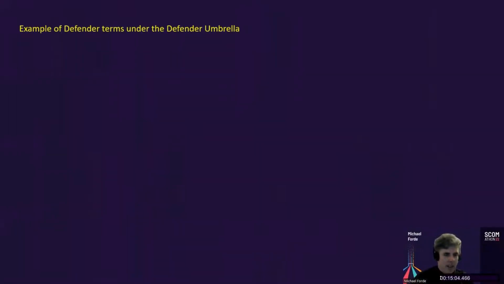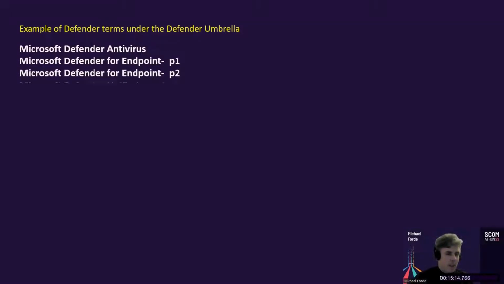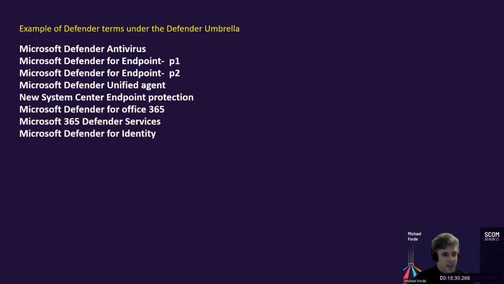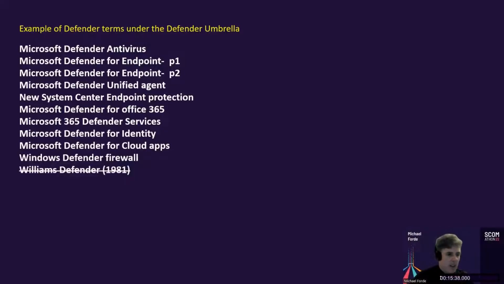If we look at everything that sits under the Defender umbrella, it is huge. Taking a deep breath, we've got Microsoft Defender Antivirus, Defender for Endpoint P1 and P2. We've got Defender Unified Agent, a new thing, and the new System Center Endpoint Protection, which sits under the Defender moniker. We've got Defender for Office 365, Microsoft 365 Defender Services. Yes, they're two separate things. Microsoft Defender for Identity, Microsoft Defender for Cloud Apps, Microsoft Defender Cloud Firewall. It just goes on and on. So yes, lots of things.